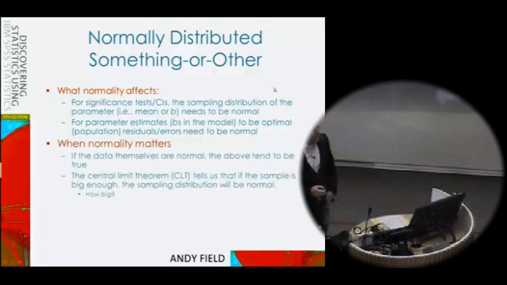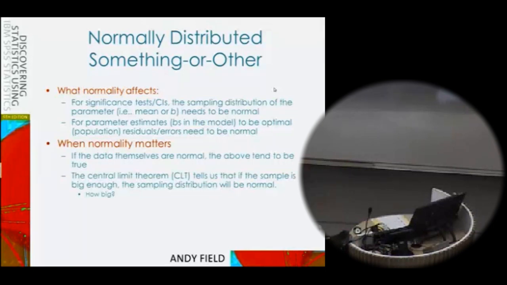So when does normality matter? Well, as I said, people tend to look at the data to assess normality because we don't have access to the sampling distribution. And therefore, if the data are normal, it's a reasonable assumption that the sampling distribution is normal too. So that's the only reason we look at the data. It's just because we don't have access to the thing that actually matters.